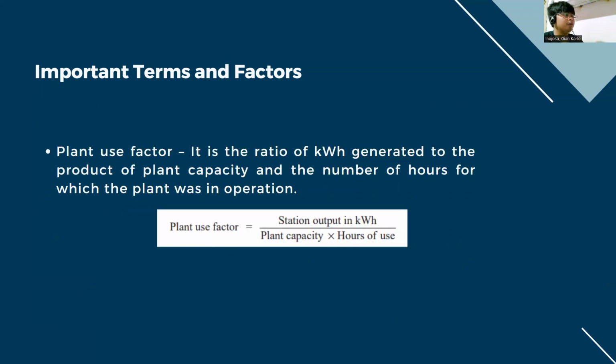So, for our plant use factor, it is the ratio of kilowatt-hours generated to the product of plant capacity and the number of hours for which the plant was in operation. For the formula, plant use factor is equals to station output in kilowatt-hours over plant capacity times hours of use.